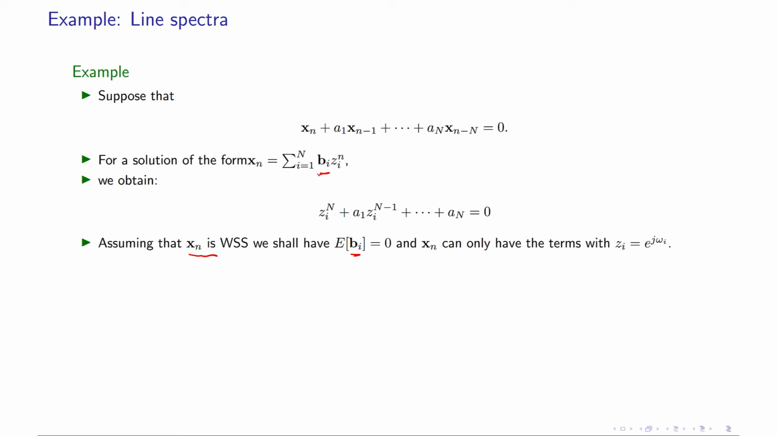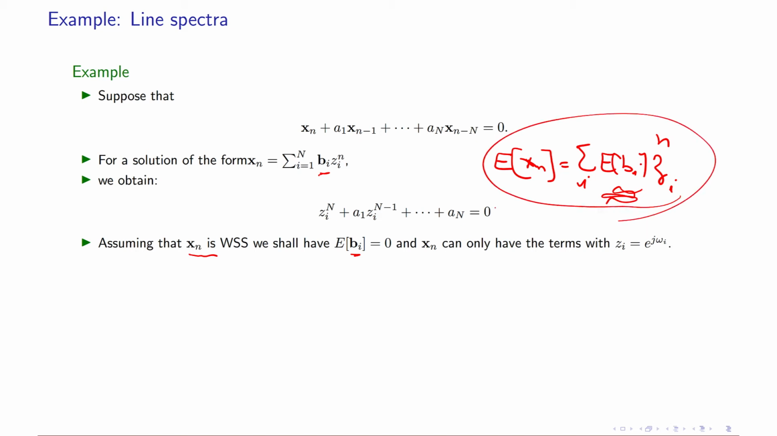If it is wide sense stationary, the mean of x of n shall be equal to the summation over i of the mean of b_i times z_i to the power of n. And if this is not zero, that means this mean is changing with time, because this is a function of time. So for this to be stationary, the mean of these should be zero.